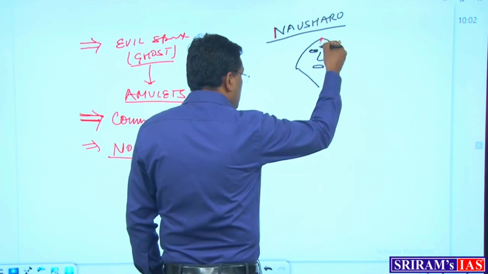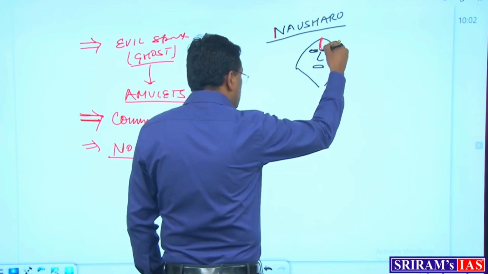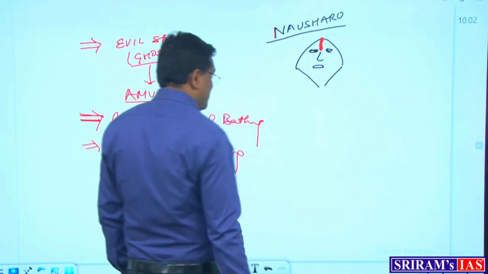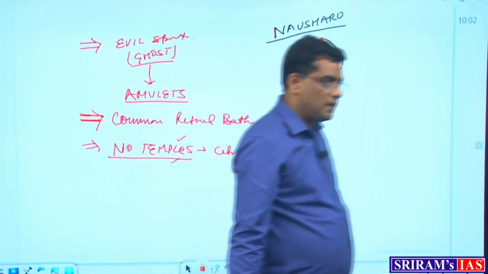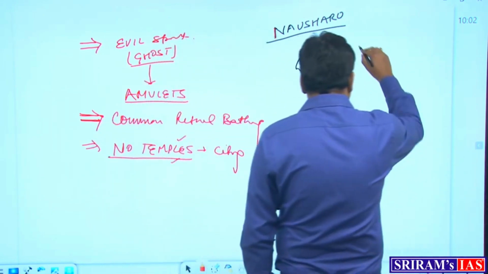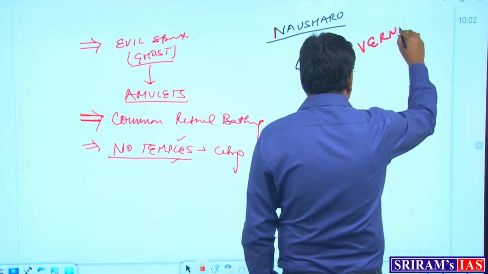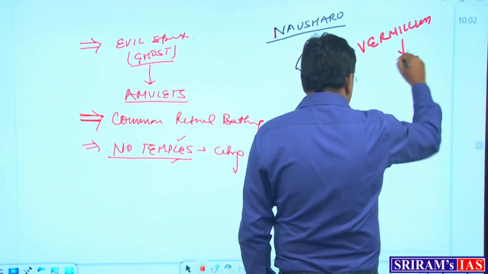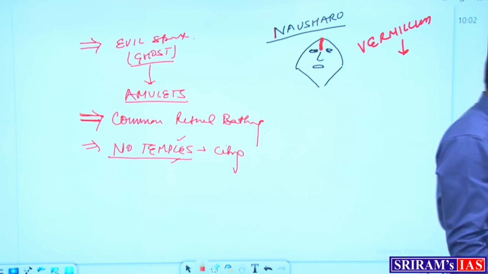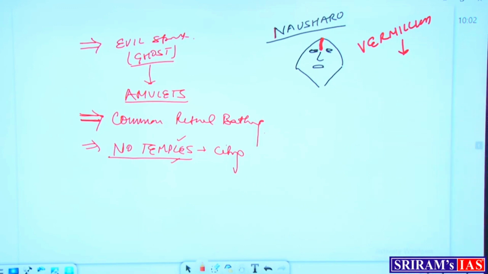having vermilion on the head. Vermilion on the head is a symbol of a married Hindu woman. This statue was found from Nausharo, in Pakistan. This is a very recent finding.